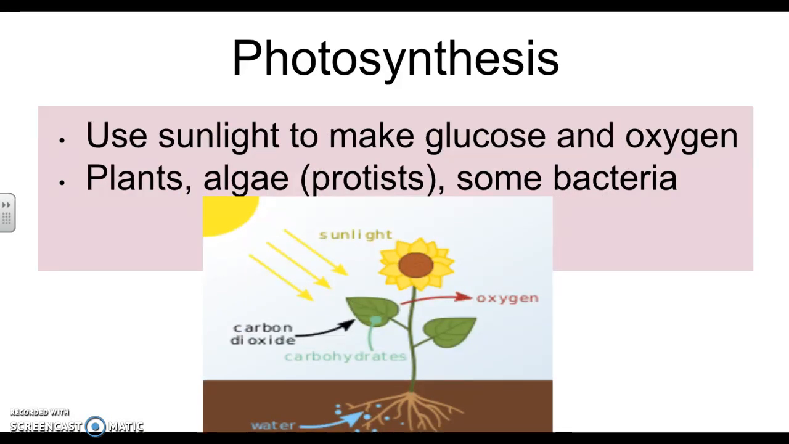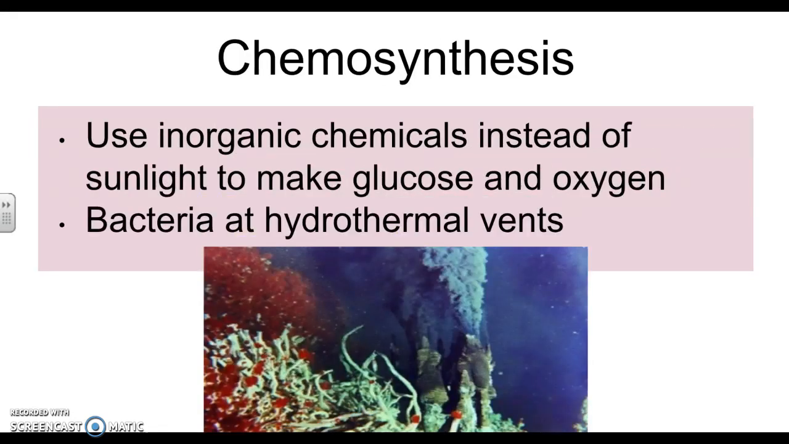So we've already talked about photosynthesis. The only thing I want to point out on this slide is that not just plants do photosynthesis, but also algae, which are protists, and some bacteria. For chemosynthesis, this is the one that I want y'all to just add to your notes. Maybe just add it at the bottom of your page. Chemosynthesis uses inorganic chemicals to make glucose and oxygen. They're going to do that instead of using the sunlight. And the example is always going to be bacteria.